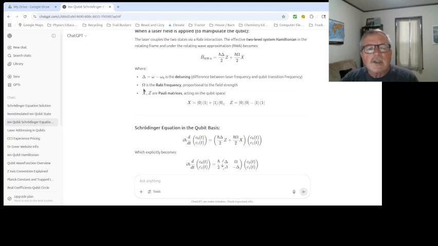Now this omega here is the Rabi frequency, and that frequency is proportional to the field strength. Now one thing I guess I should check is whether the Rabi frequency and the laser frequency are the same thing. Not sure. Okay, here we go. X and Z are the Pauli matrices. So these are 2 by 2 matrices that are constructed this way.